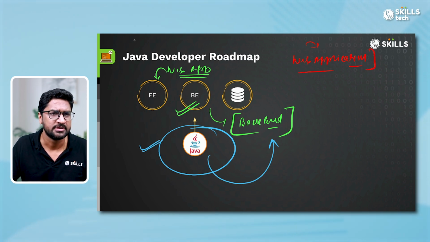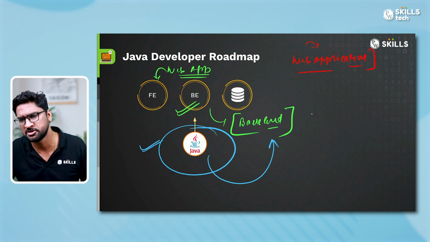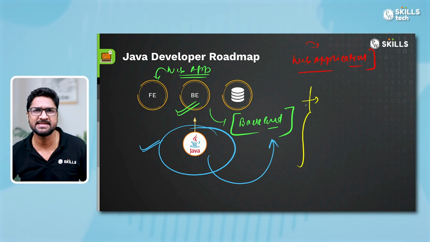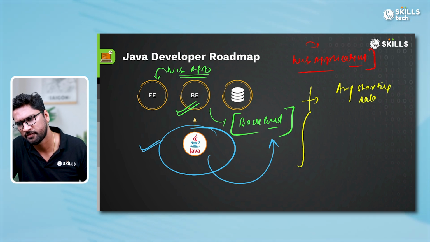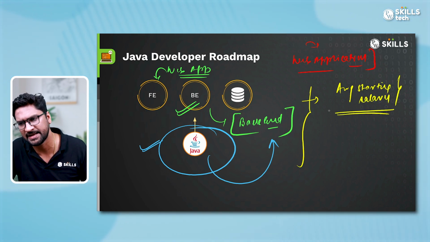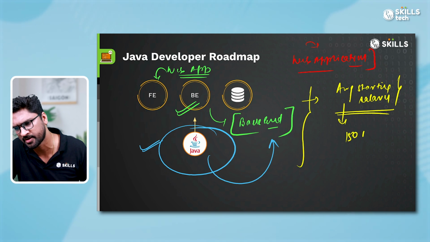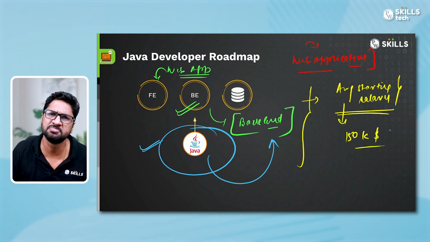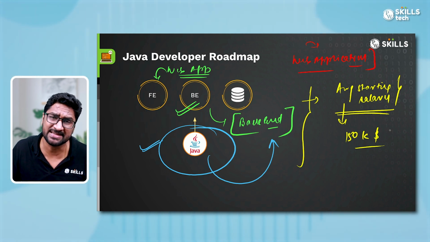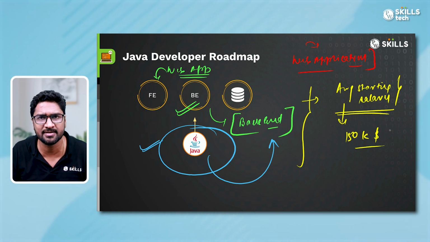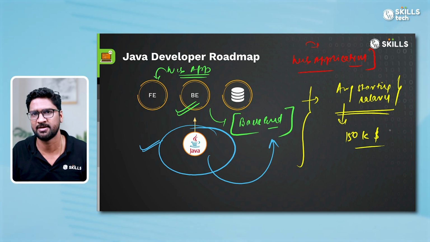And to tell you, in today's market, if you become a good backend engineer, the average starting salary of a very good backend developer in the international market is close to around $150K, which is more than a crore in Indian currency. So that's how hugely in demand a well-skilled Java developer is.